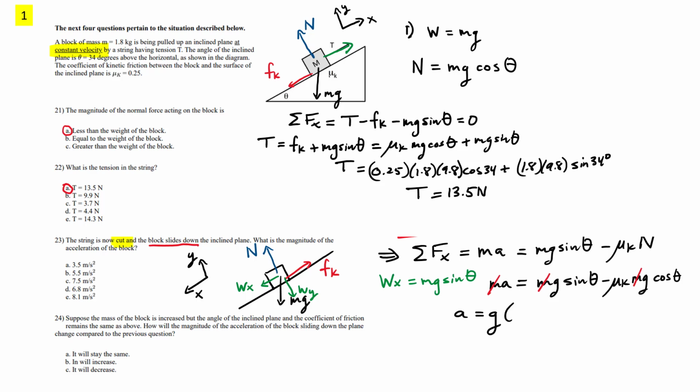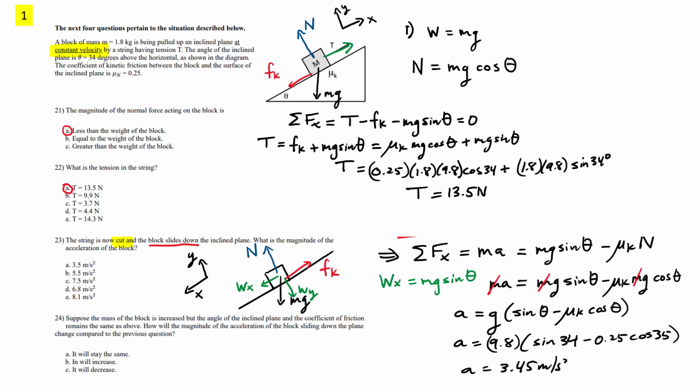I'm going to factor out little g, and I'll write this as g times sine theta minus mu k cosine theta. Now we simply substitute our values: 9.8 times sine of 34 degrees minus 0.25 times cosine of 34 degrees. Be careful when you put that in the calculator, and you should get 3.45 meters per second squared. Let me box that up. To two significant figures, 3.5 would be the closest answer, so A is the correct answer for that one.